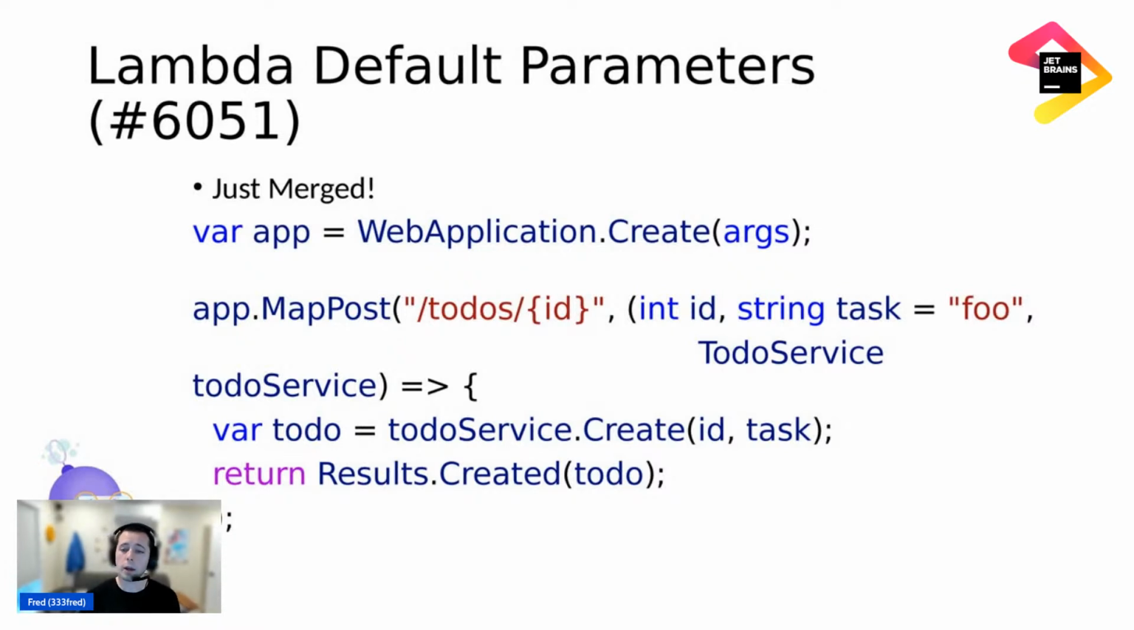They can now have return types. They can have attributes on parameters. They can have natural types. So you don't need to say this is an action. You can just say var. What you haven't been able to do is specify default parameters.